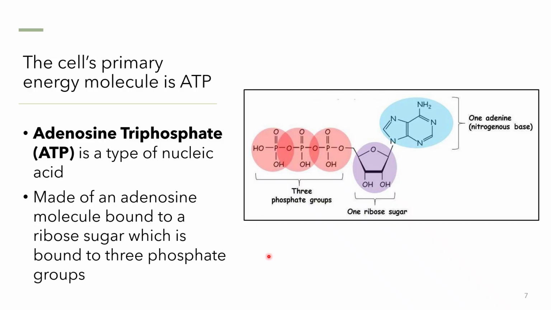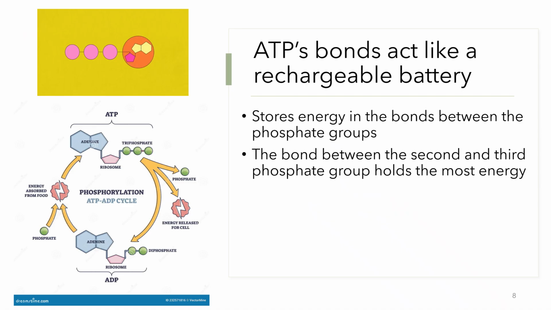So overall, this is the structure of ATP. Adenosine, which is this combination here, triphosphate, tri meaning 3. Now, ATP's bonds act like a rechargeable battery. So they store energy in the bonds connecting those 3 phosphate groups. The bond between the second and the third phosphate group is the one that holds the most energy.